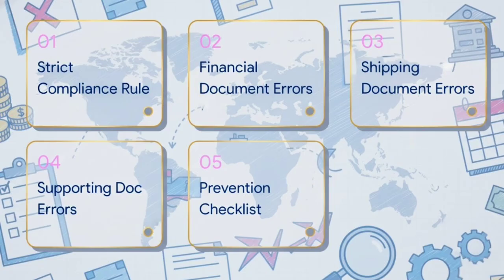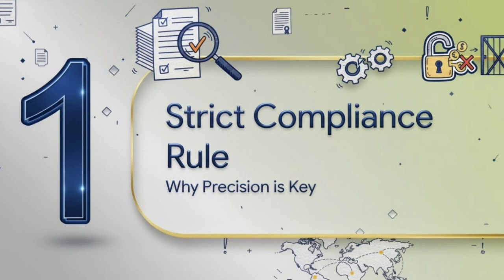So here's what we're going to cover. We'll start with the most important concept, the rule of strict compliance, which is the foundation for all of this. Then we'll walk through the most common mistakes you'll find, breaking them down by document type, financial, shipping, and all the other supporting papers. And we'll wrap things up with a really simple, practical checklist you can use to put all of this into action.